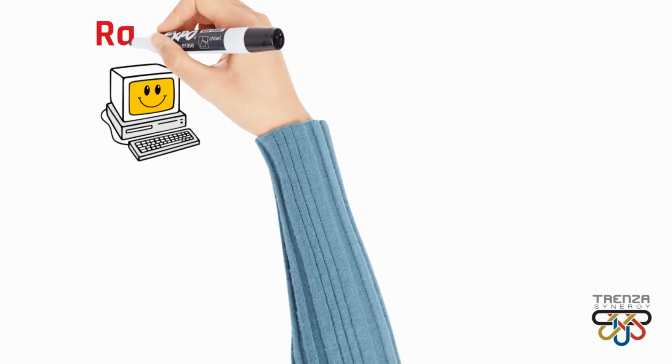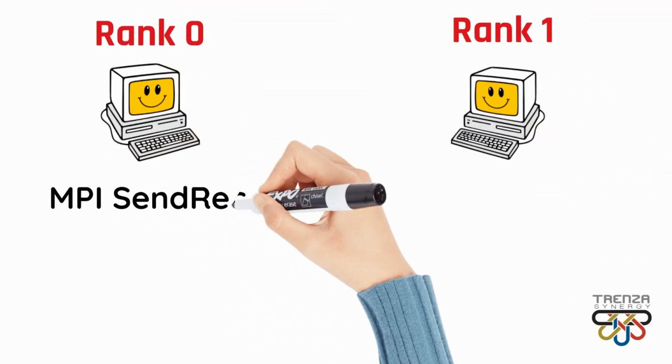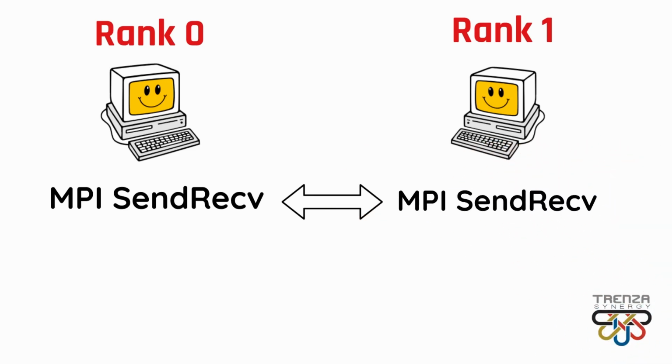There's another function available called MPI Send Receive. It works the same way as I just described, but rank 0 sends its data to rank 1 at the same time as rank 1 sends its data to rank 0. This, of course, is faster than sending the messages one at a time.